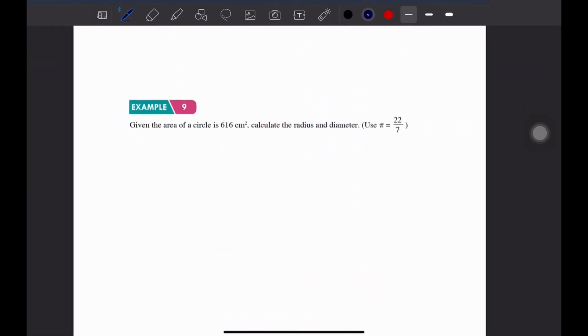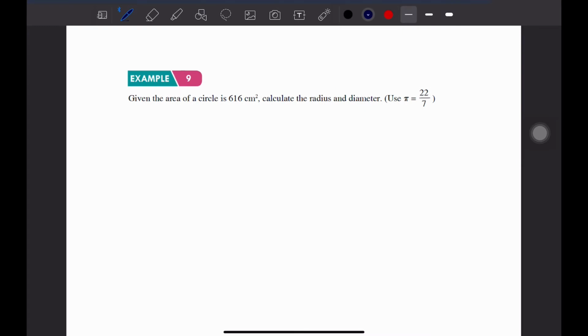Okay, next example 9. Given the area of a circle is 616, calculate the radius. So first of all, write the formula. So area is equals to pi r square. So the question asks to find radius and diameter. So we look at radius first. So radius must be on the left part of the equation. So pi r square is equals to area. So pi is 22 over 7 times r square is equals to area is 616.